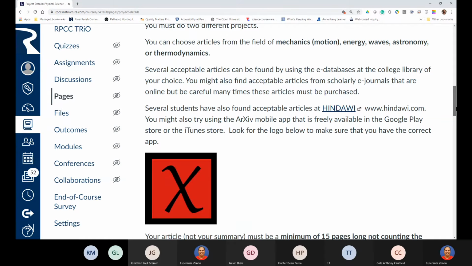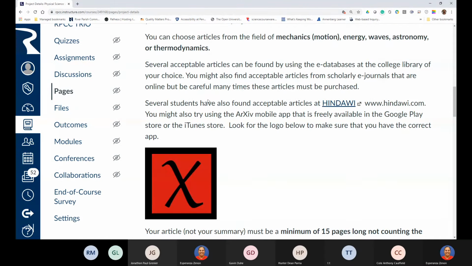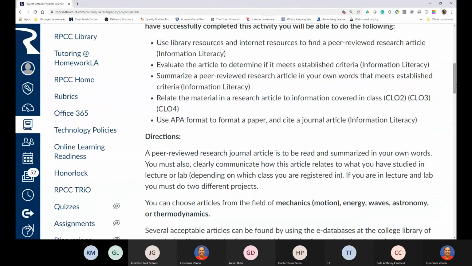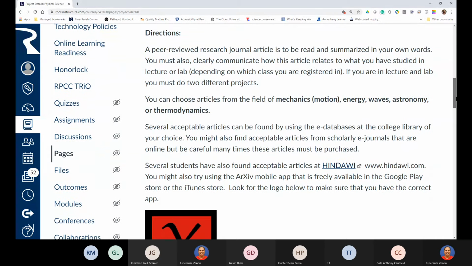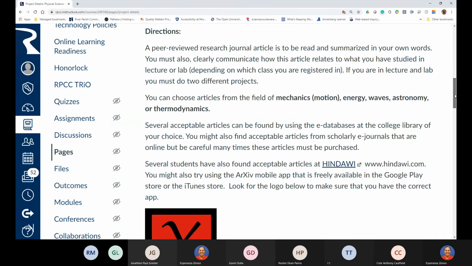How do you find these articles? Well, you could use the college's electronic databases. Right on the left menu, there's a link to the RPCC library. You can click that link and utilize the electronic databases. And no, I'm not going to tell you how to use them. That's part of this project. I will not help you find an article beyond what I've communicated to you here. It's your job to find it, because that's a skill you're supposed to be building.